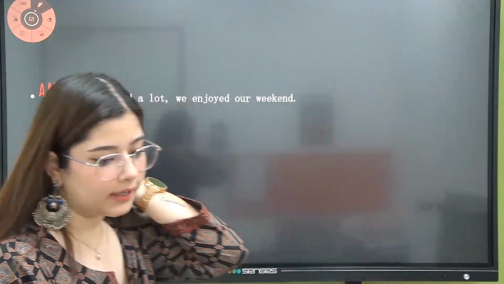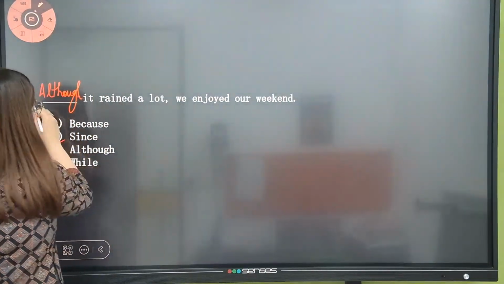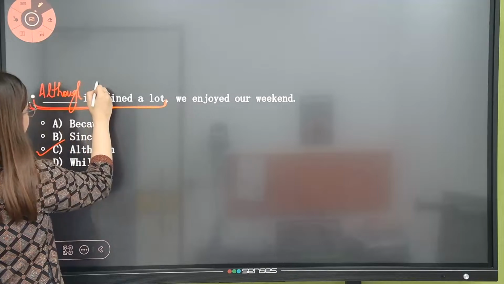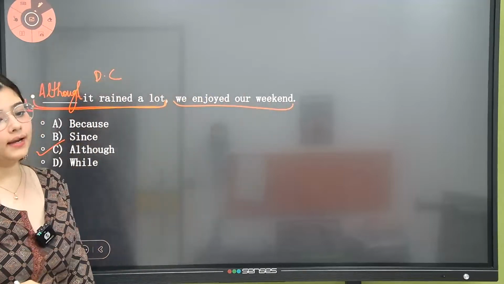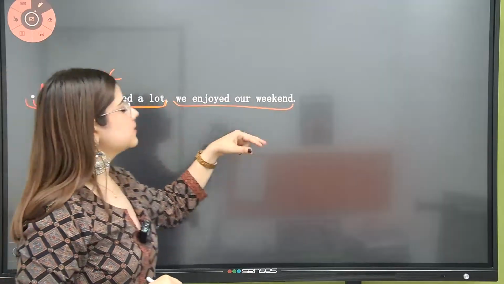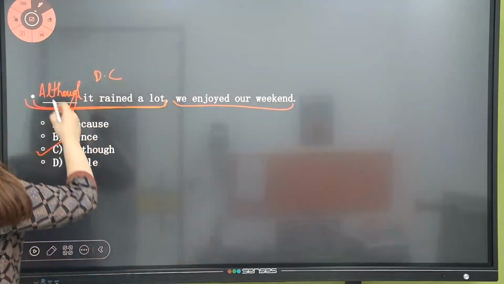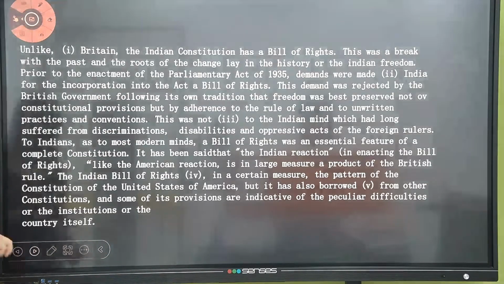It is a subordinating conjunction. And although it rained a lot is a dependent clause. We enjoyed our weekend is an independent clause. It links a dependent clause to an independent clause.